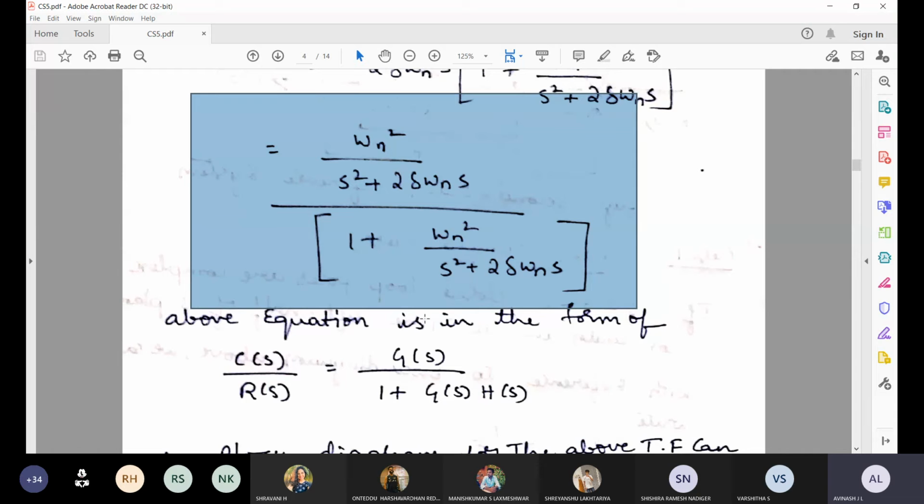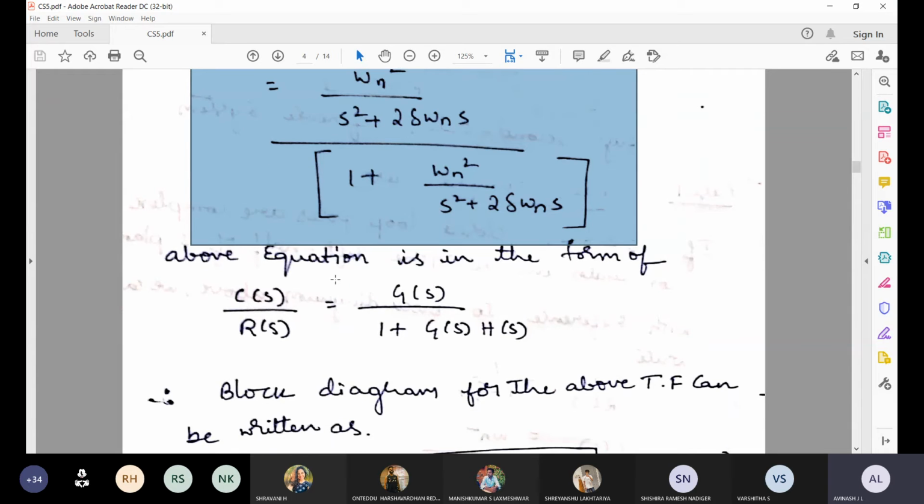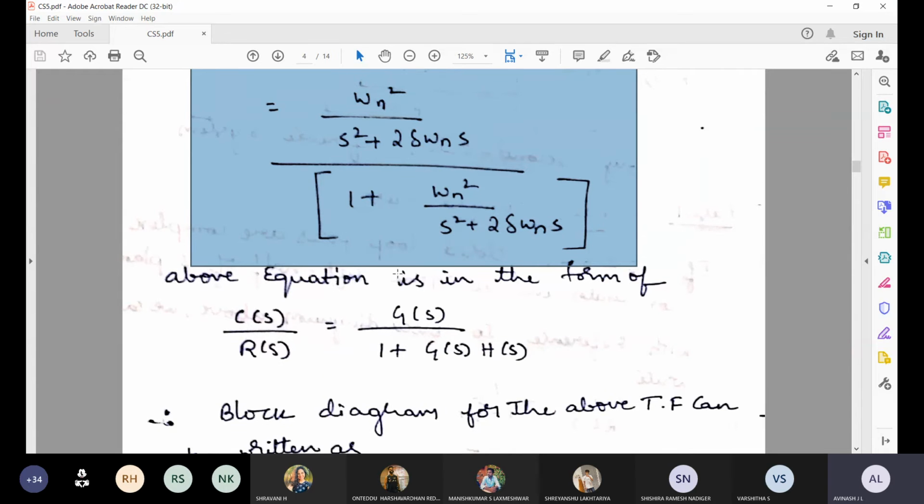If H of s is not there, what can we consider? We can consider it as a unity feedback. Is that clear? Take this one, all of you.